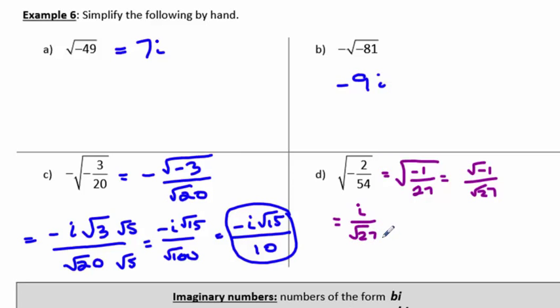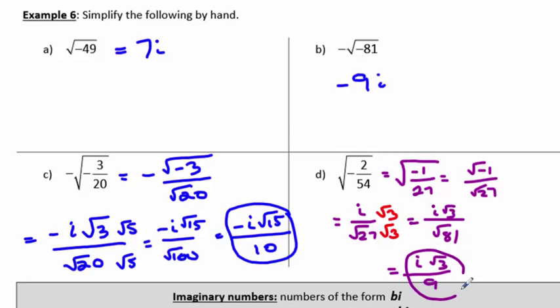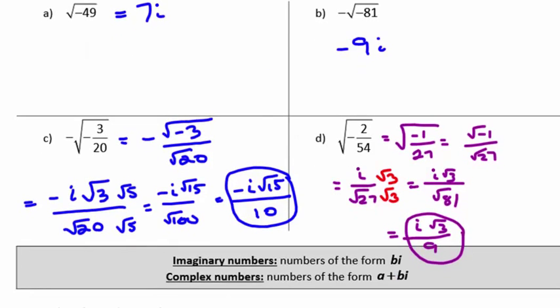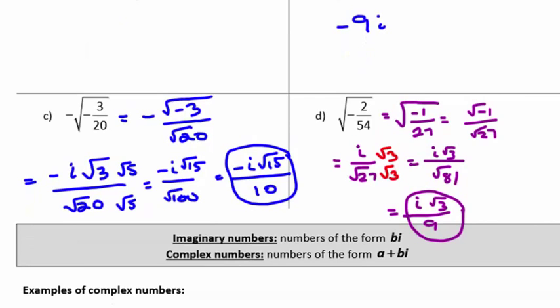Now, since the square root of 27 is not a perfect square, I'm going to need to multiply top and bottom of that by a number that's going to make it a perfect square. 27 goes into 81, which is a perfect square, so we're going to multiply top and bottom by 3. So this is going to give us I square root of 3 over the square root of 81, and a final answer of I square root of 3 over 9. It's been rationalized.